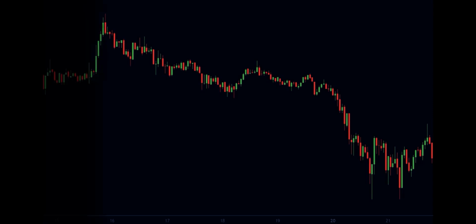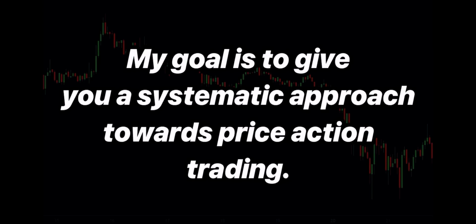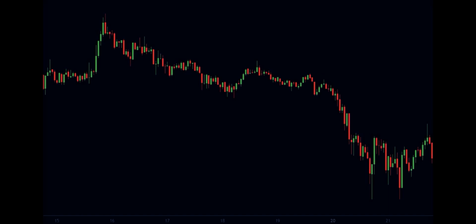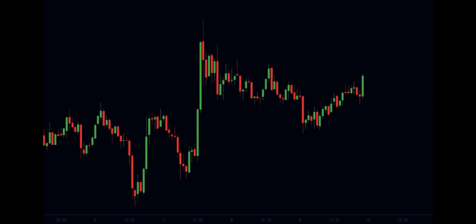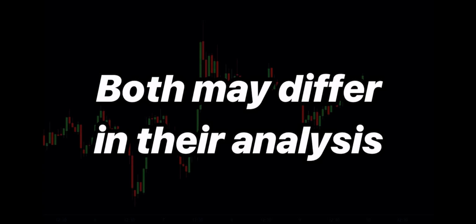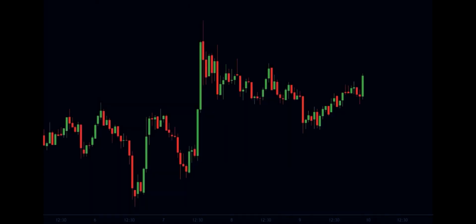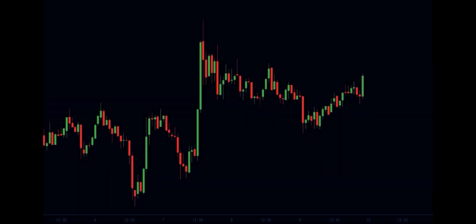With this strategy, my goal is to give you a systematic approach towards price action trading. Now, price action trading is very subjective in nature. This means that, if you show the same price chart to two different individuals, both of them may differ in their analysis. One might predict that the price will go up, while the other might feel that the price will go down. With this strategy, I want to show you how you can create a rule-based system around a subjective matter like price action. So without any further ado, let's get into the strategy.